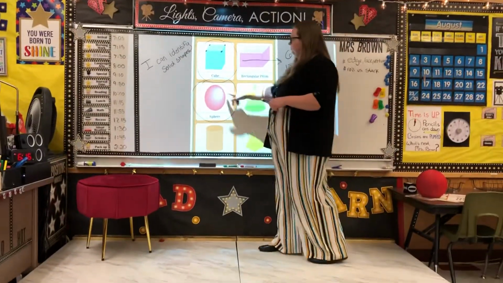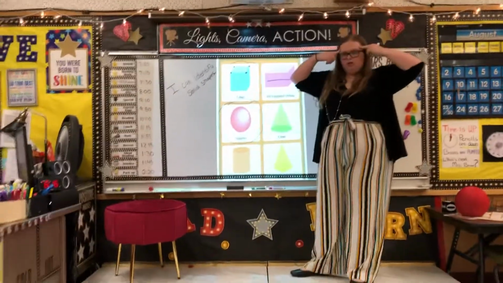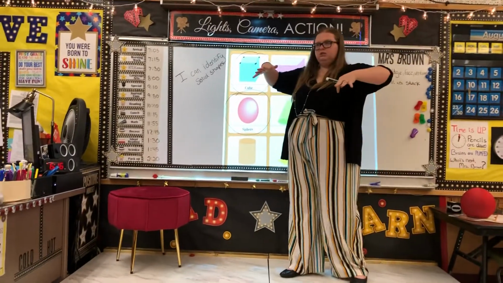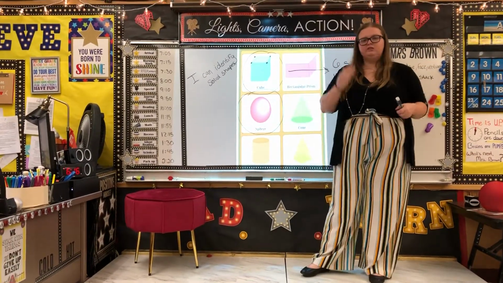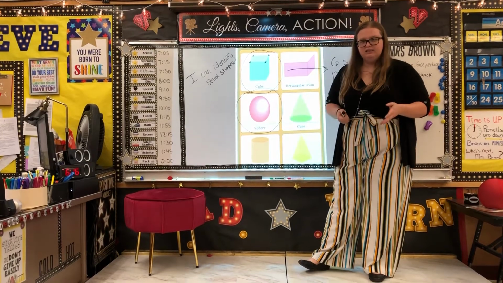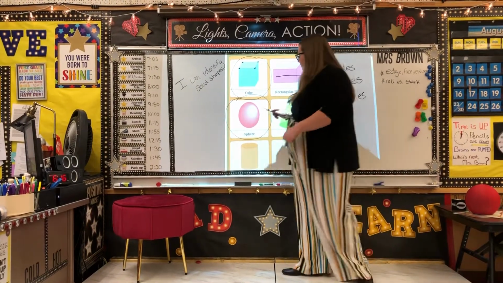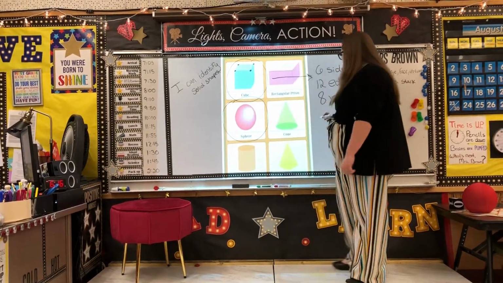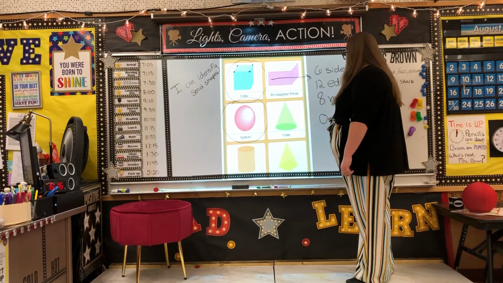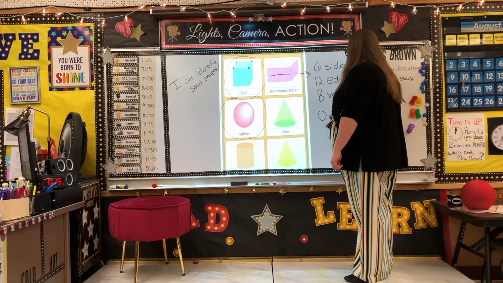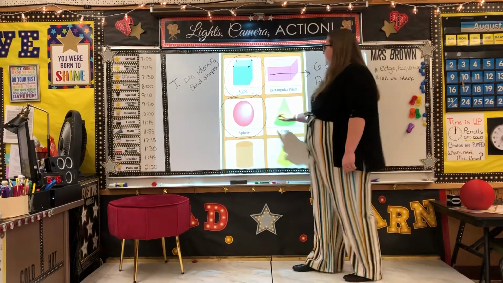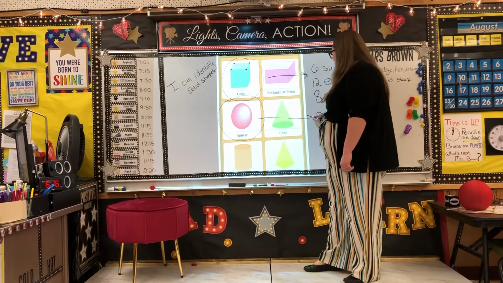Now a sphere, knowing what we know about sides and how they have to be flat, does a sphere have a side? Nope. No side for a sphere. So we're going to say 0 sides. Poor sphere. It's okay. He has a lot of things going for him.